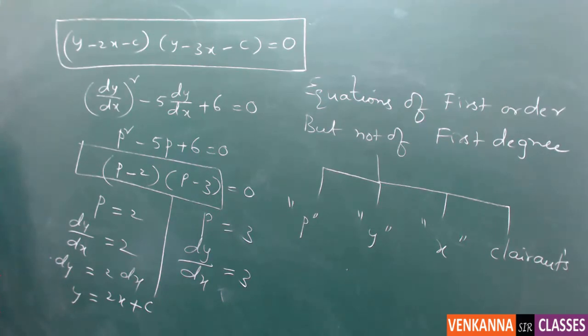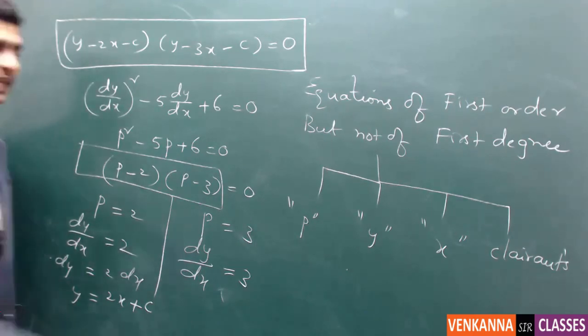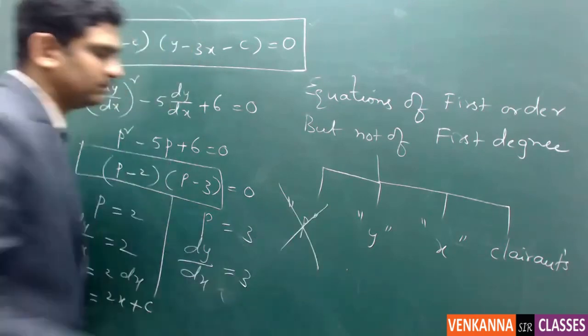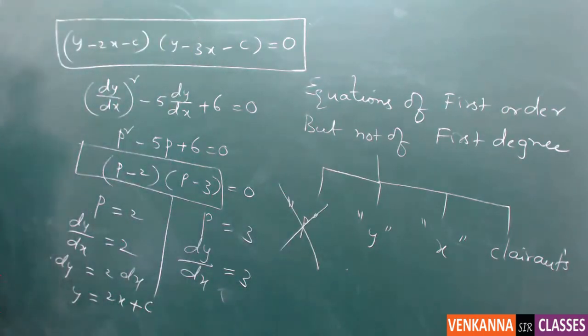Second thing is equations solvable for y. Whenever the first case is not possible, that means doing factorization and taking common values for the equation is not possible, in such cases the remaining 3 cases are possible.